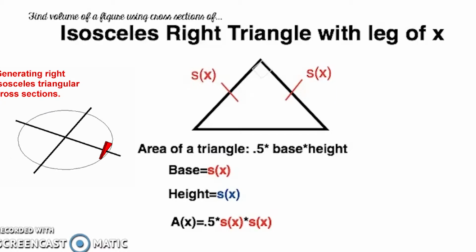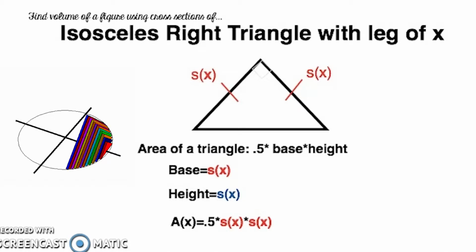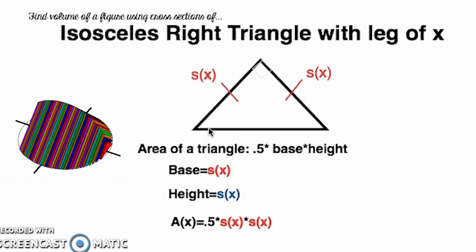Now we will find the volume of a figure using cross-sections of an isosceles right triangle with the leg of x. Using the definition of an isosceles right triangle, we can therefore say that this side and this side are equal, and they are s of x. We can say the hypotenuse is s of x times the square root of 2. To find the area of a triangle, we would say 1/2 the base times the height. Then, to find the volume, we would say s of x squared divided by 2 dx.